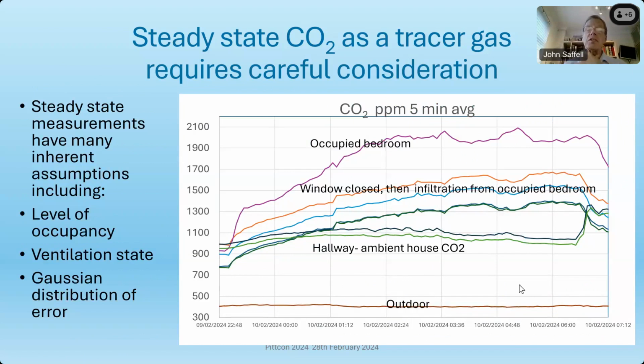And here we have some stable CO2 readings taken in different rooms in a house. And it's difficult to say, it's plus or minus 50 to maybe 50 to 100 ppm, just because they're not stable all the time. It depends on the occupancy, the ventilation state, etc.